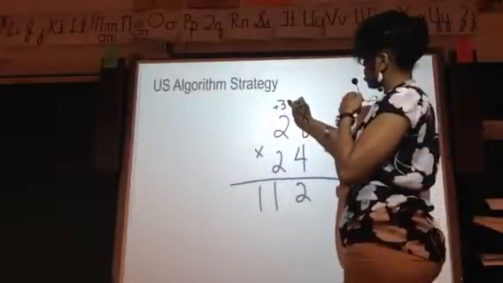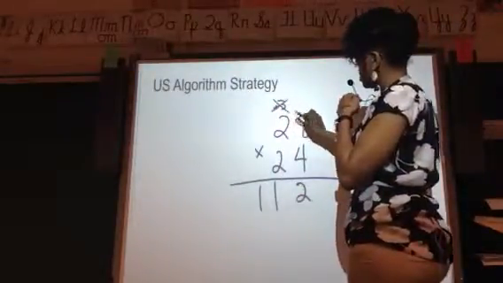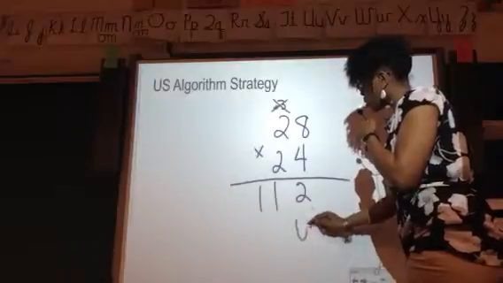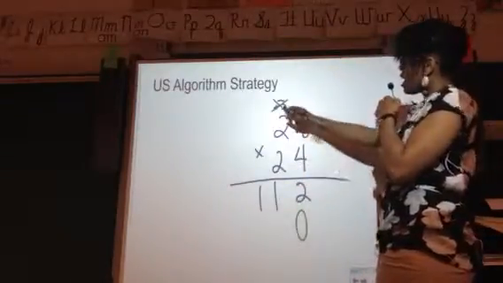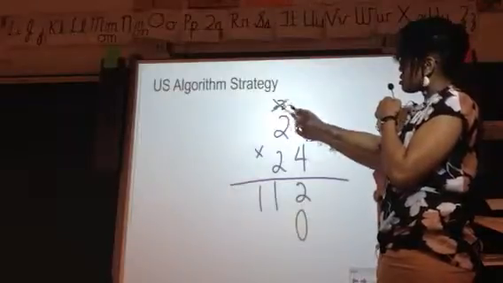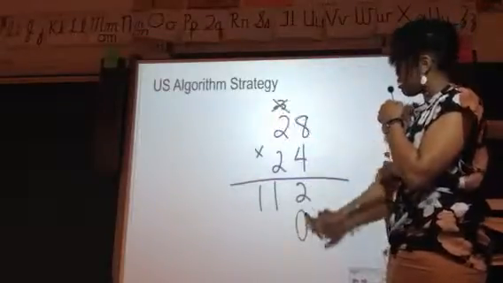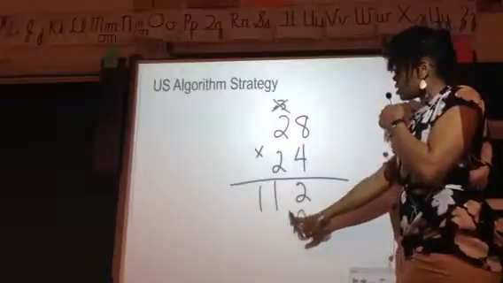We're going to cross off the 3 here, call this X's, and we're going to put our 0 placeholder because we're done with the ones place. Moving on to the tens place. That X is saying we're done with the ones place, crossing that off, and put our placeholder because we're moving on to the tens place.